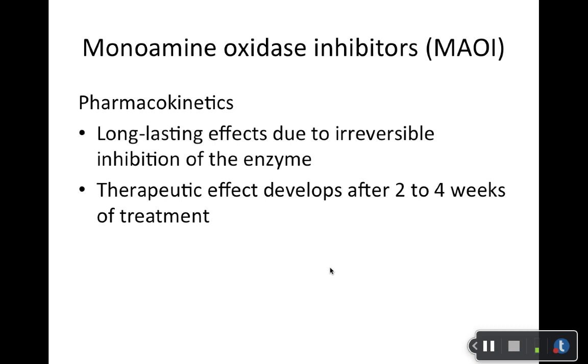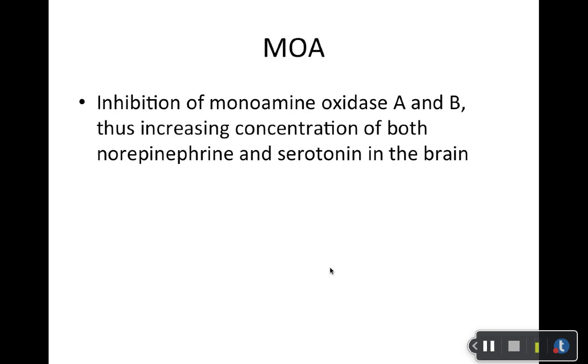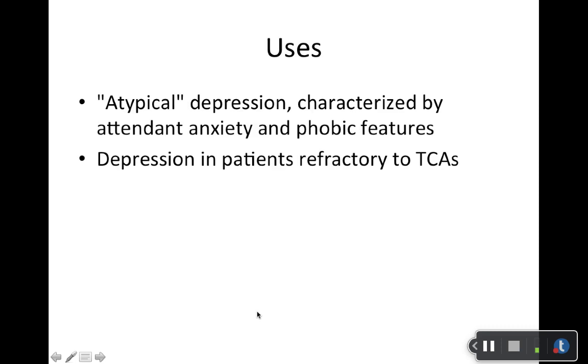By the way, with the majority of antidepressants, SSRIs, SNRIs, etc., they can take 2 to 4 weeks to work as well. So that is an issue you can have with all these antidepressants. Mechanism of action, they inhibit monoamine oxidase A and B, so they increase the concentration of norepinephrine and serotonin. The use on these is for atypical depression and refractory depression that does not respond to TCAs.